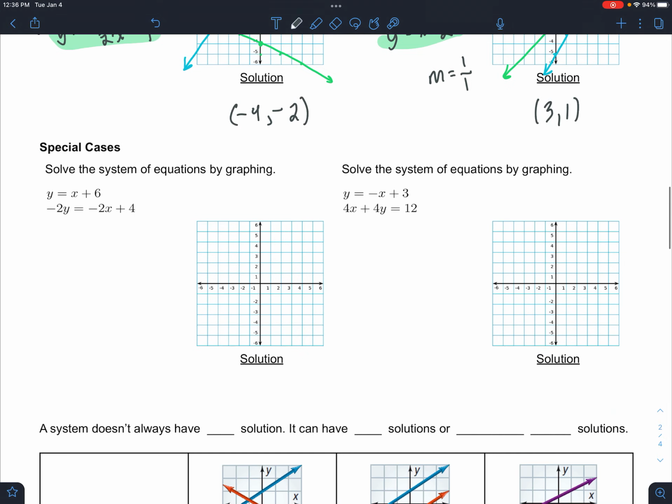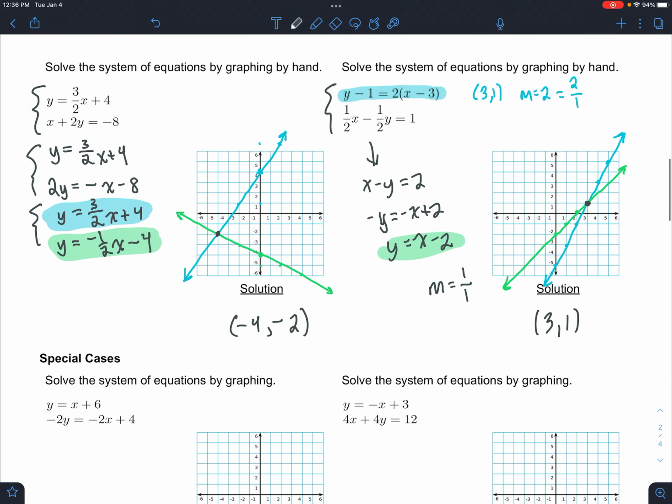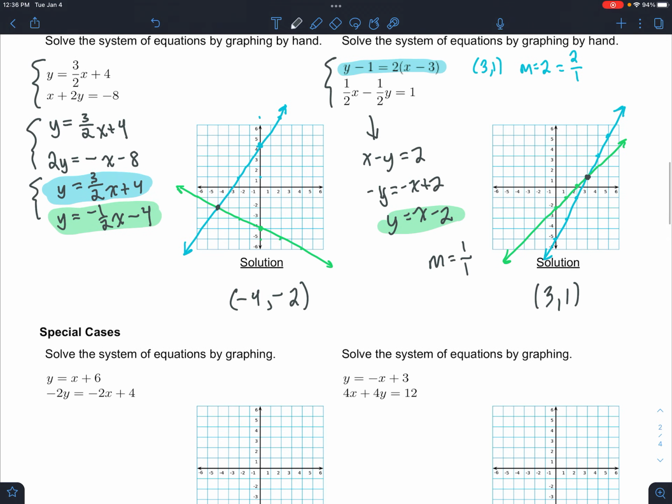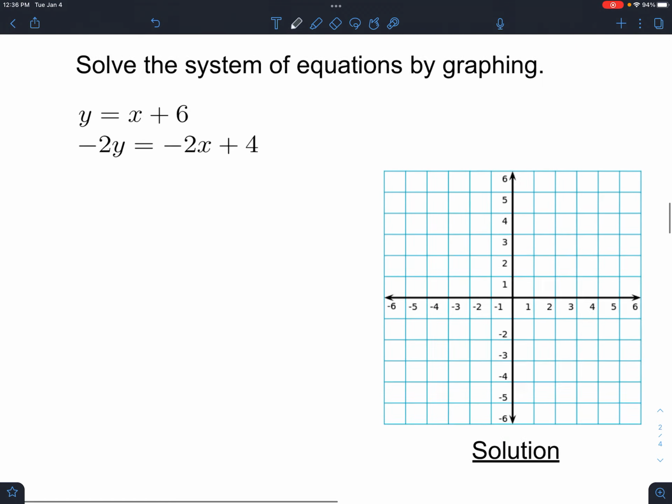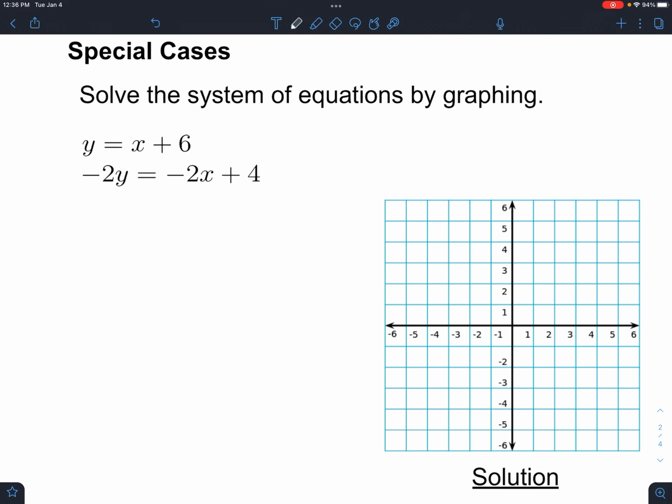Let's graph a few special cases here. I guess I didn't give you time to solve that one on your own. Let's actually, you guys try that now. Go ahead and pause the video and try and graph these two lines for me. Okay?